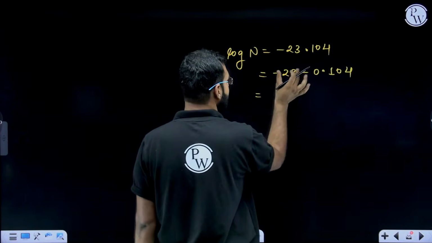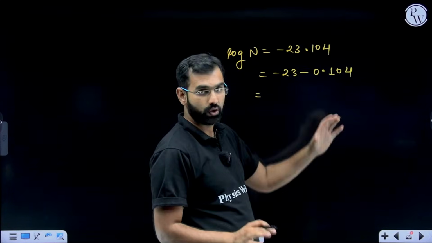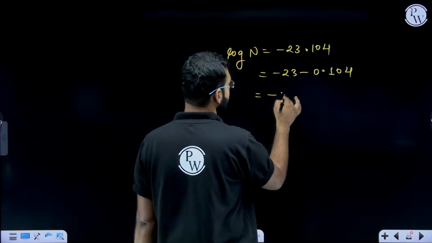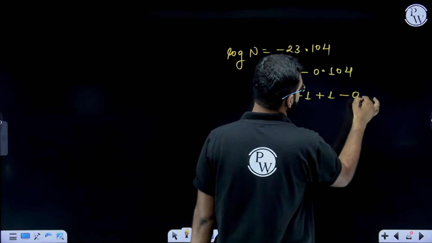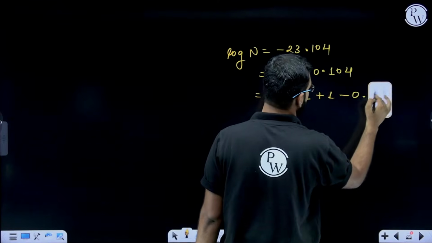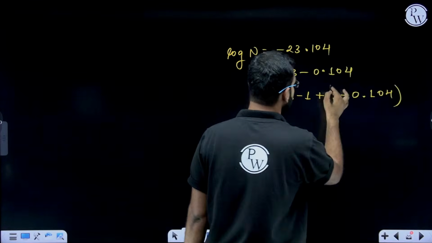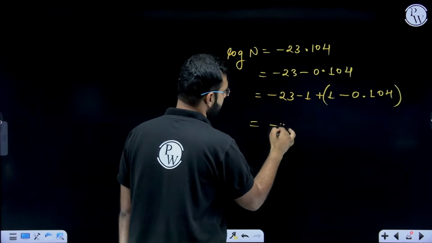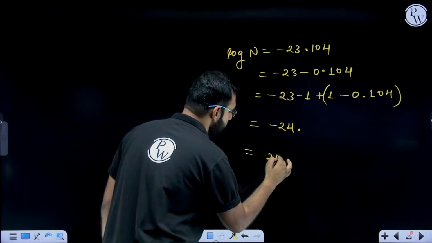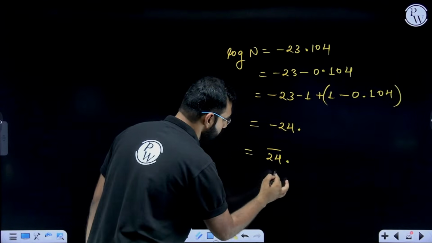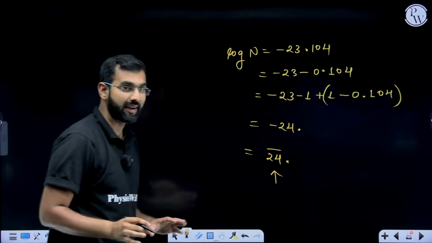But we remember the characteristic could be negative or positive, but the mantissa is always positive. So to adjust that, I'll have minus 23 minus 1 plus 1 minus 0.104. So this part will make it positive and this part will make it minus 24. So this will be minus 24 point something, which means the characteristic is 24 numerically.